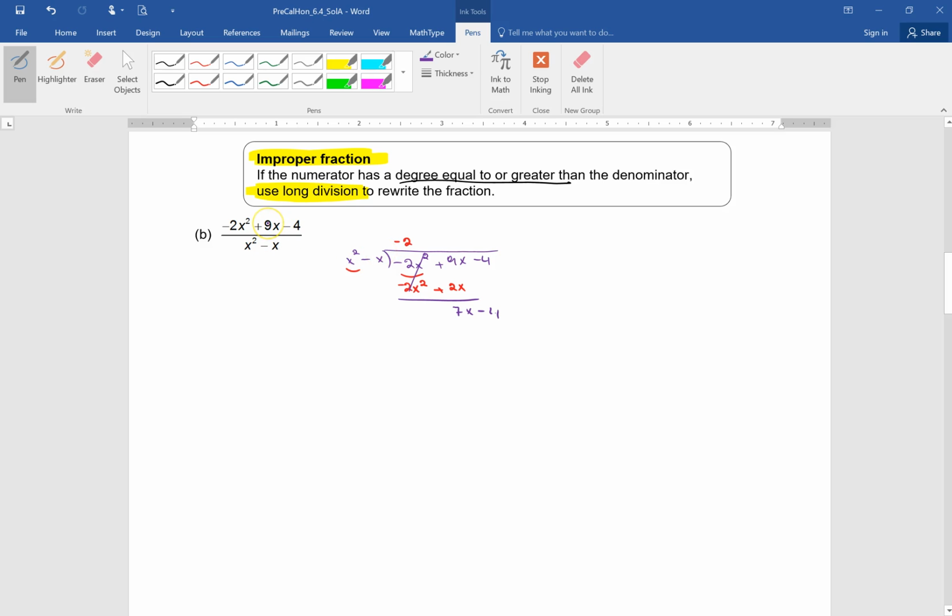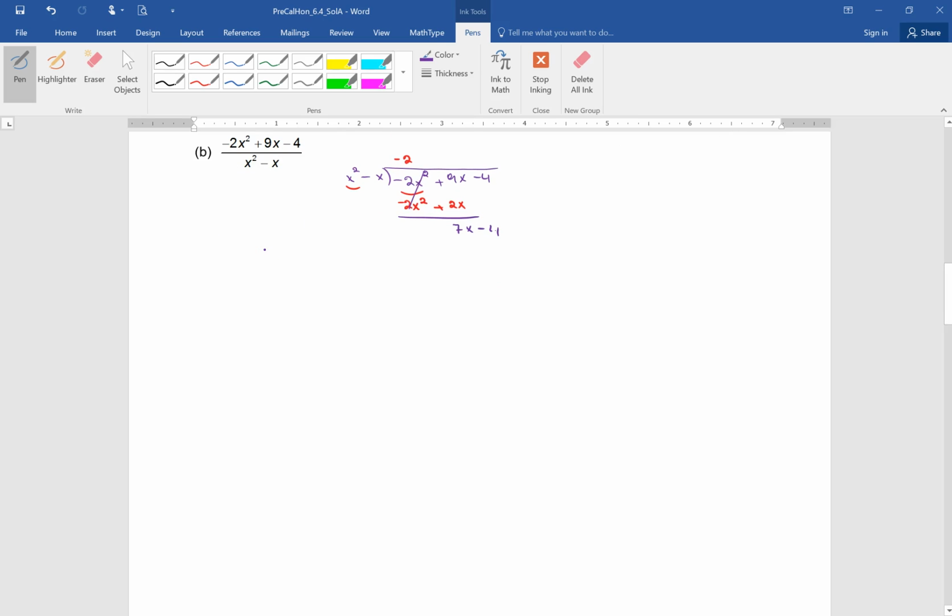So this fraction that we were given now gets rewritten as negative 2, the quotient, plus 7x minus 4 over x squared minus x. This is just the fraction rewritten, okay? So this negative 2 is the quotient plus the remainder over the divisor. Now we're going to decompose this part into partial fractions, okay?